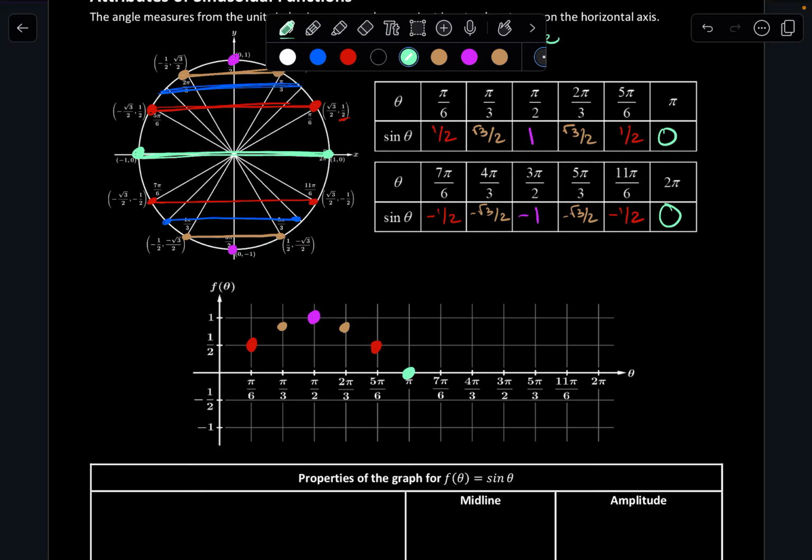And then once we start working our way below the x-axis, we go to negative 1/2, and then negative root 3 over 2, and then we're at negative 1, sorry. And then negative root 3 over 2, negative 1/2, and then now we are back to 0. It's not in our table, but sine does cross the origin, so we'll go ahead and put that in.